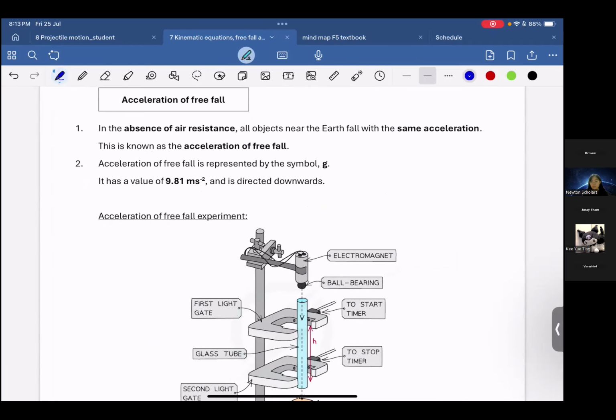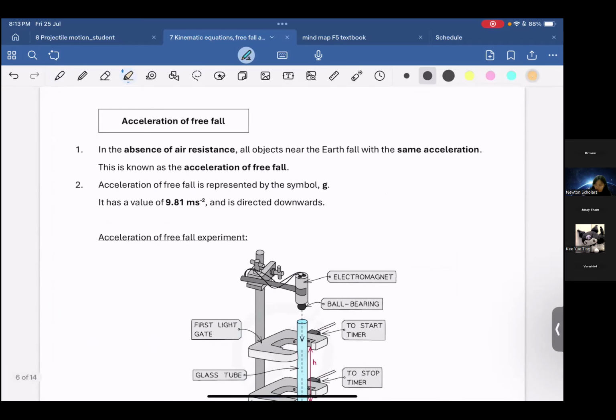2 to 3 significant figures. Okay, next. For this one, acceleration of free fall, for finding out how fast it's traveling in a vacuum. Free fall means that it is in a vacuum. If you see the keyword vacuum or free fall, they bring the same meaning: there is no air resistance.